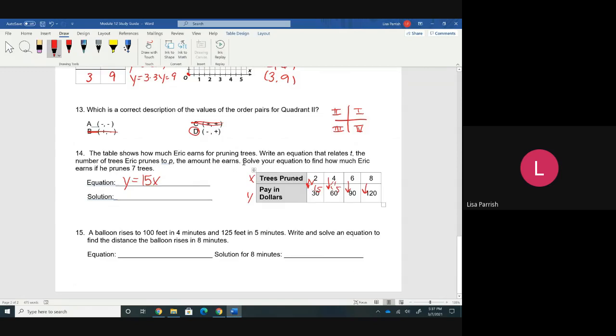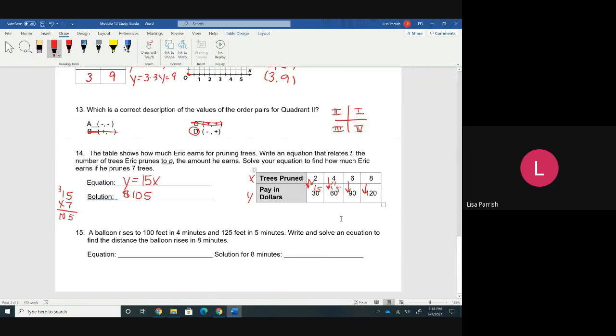The second part says, where it says solution, solve your equation to find how much Eric earns if he prunes 7 trees. So if you plugged the 7 into your table, how much would he get paid for 7 trees? Well, that means 15 times x would be 15 times 7. 7 times 5 is 35. Carry the 3. 7 and 3 is 10. So he would get paid $105. And that should make sense because that number would fall between these two, where the number 7 would fit between them in the table.